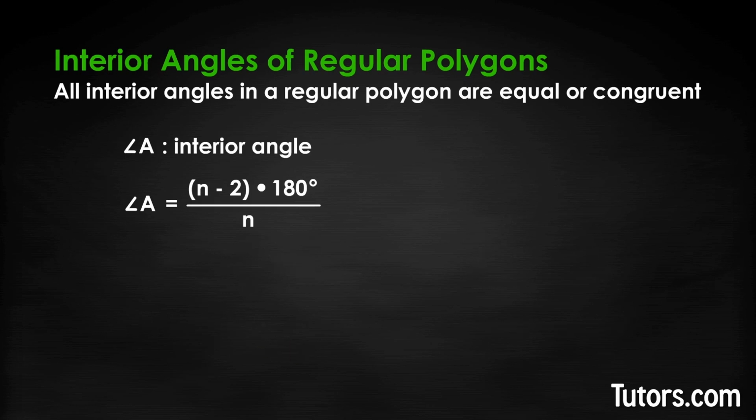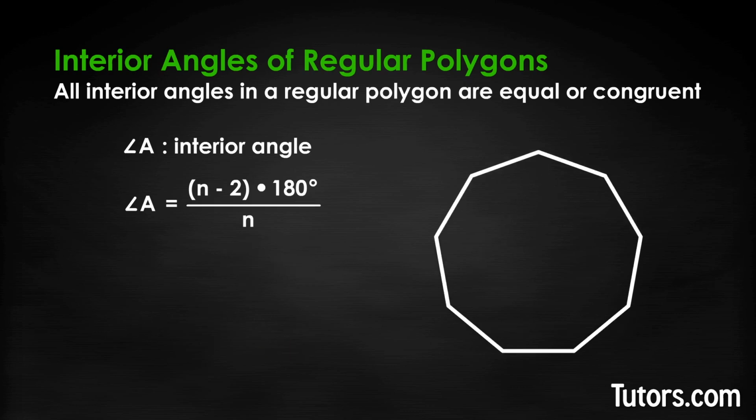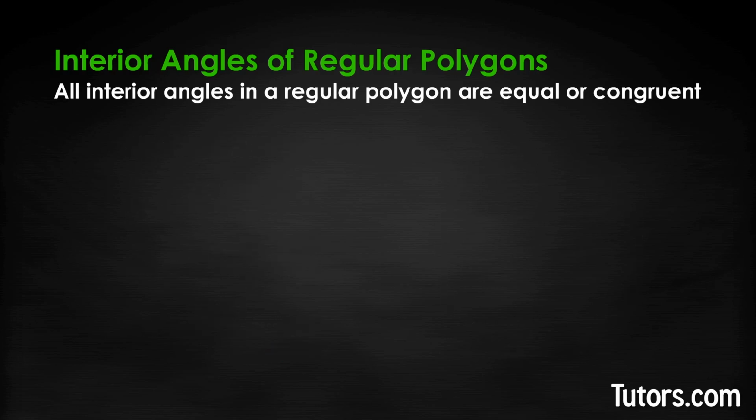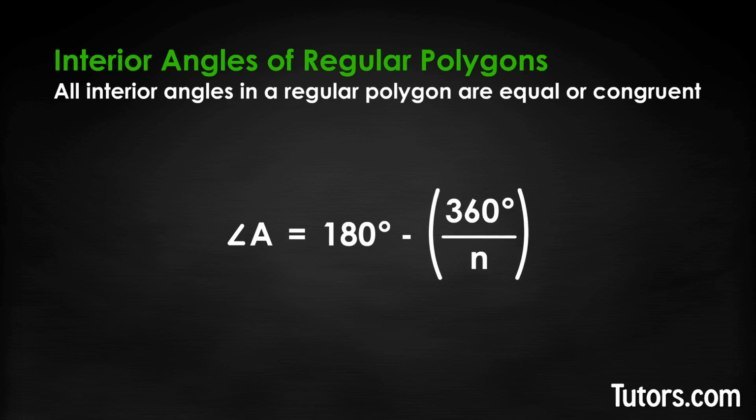What about a regular nonagon with 9 sides? Let's plug in 9 for the number of sides, n. Angle A equals (9 minus 2) times 180 degrees divided by 9. Subtract and multiply and we get angle A equals 1,260 degrees divided by 9. Angle A equals 140 degrees. This formula can be rearranged like this. Angle A equals 180 degrees minus 360 degrees divided by n. Both versions will give you the same answer. Notice the second part of that version of the formula, 360 degrees divided by n. We are going to use that next.